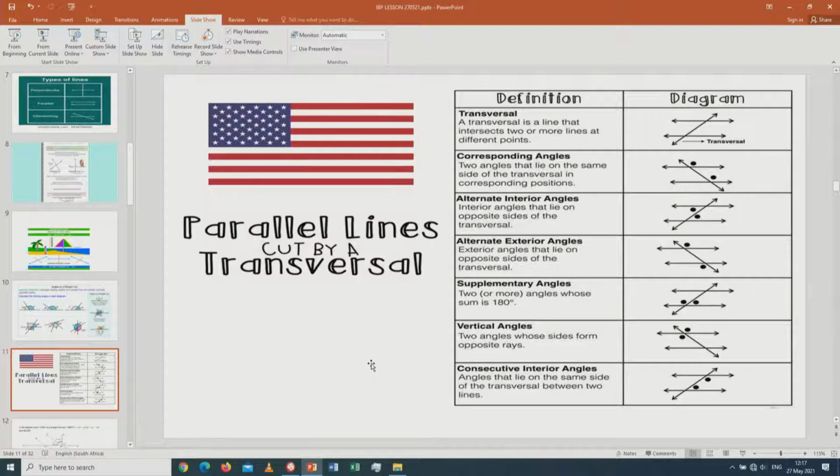Just an example or definition, or also getting a picture. We'll deal with this a little bit later. But a transversal line is a line that intersects two or more lines. Look at corresponding angles. Corresponding angles, the first one.